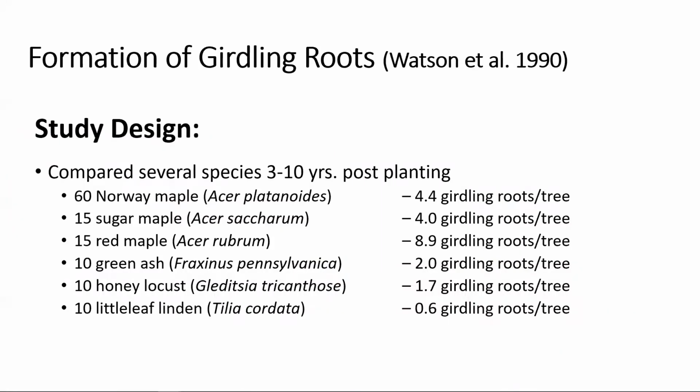So quickly, let's look at one more study. I like this one because it compares different species to show some of these differences. We know that species definitely differ in their likelihood of hosting girdling roots. In this case, they looked at the species you see listed here. Of course, red maple was the worst with 8.9 girdling roots per tree, but I was really surprised to see that linden did the best out of this study.